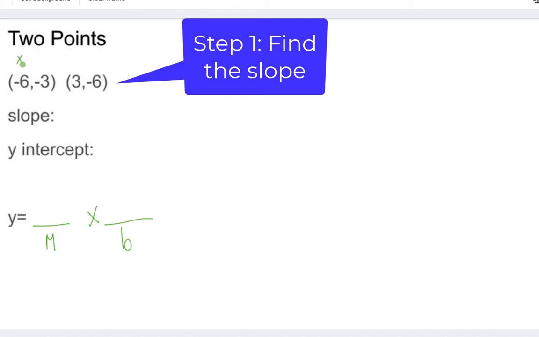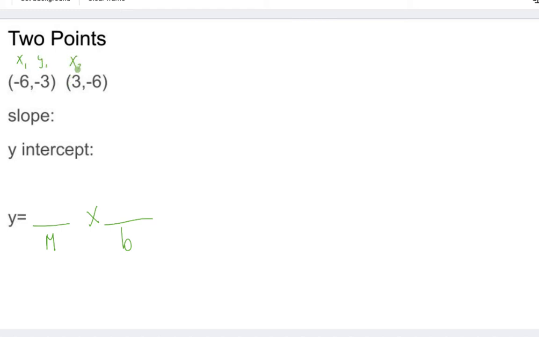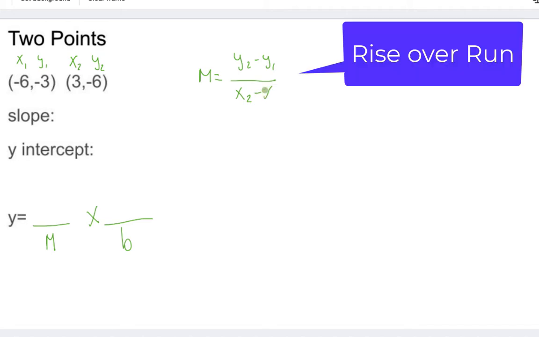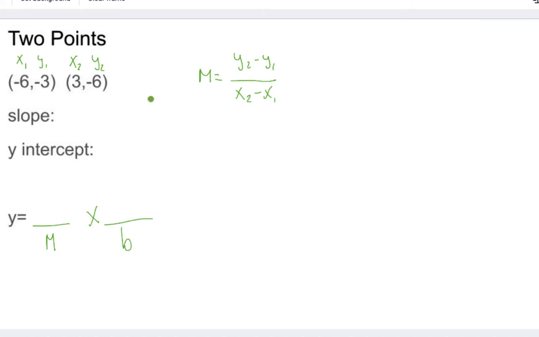So this is x1, it's y1, that's x2, that's y2. So remember, the slope is y2 minus y1 over x2 minus x1. The rise over the run. Delta y over delta x. Now we're just going to substitute our numbers in.